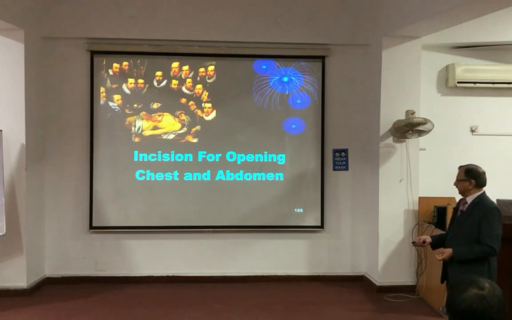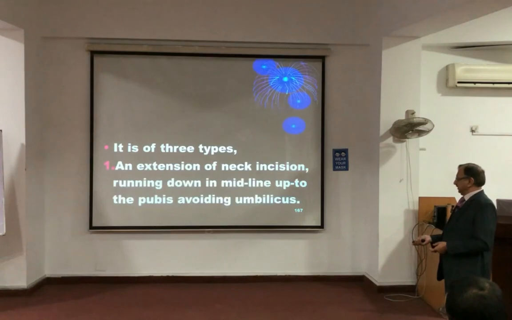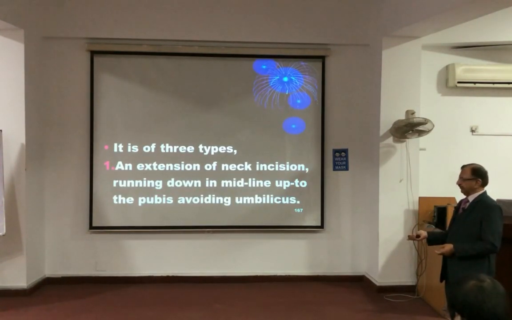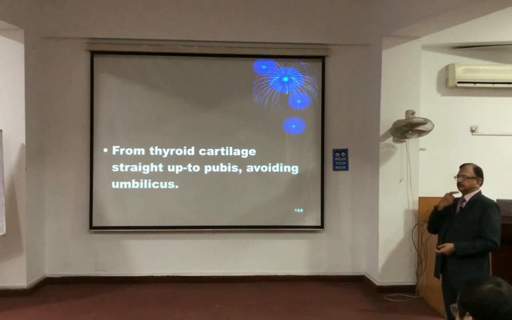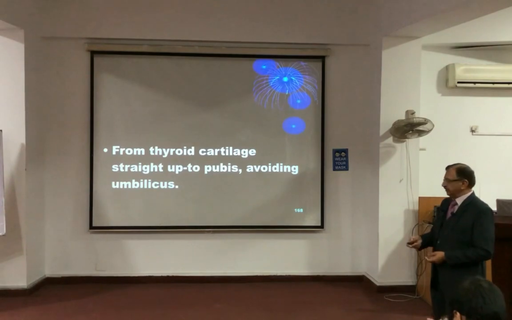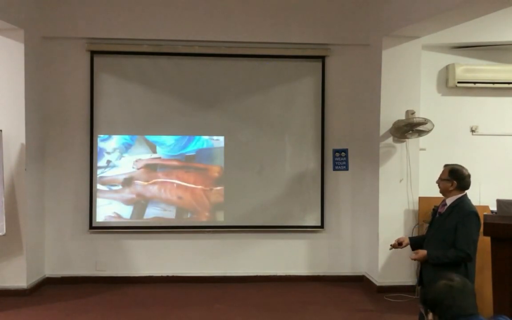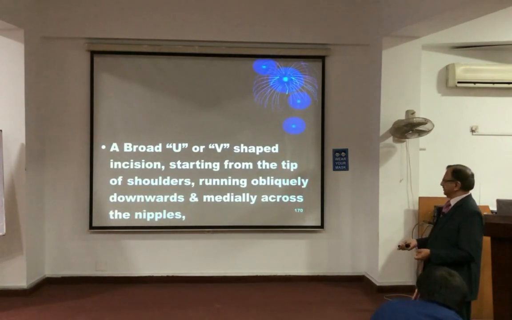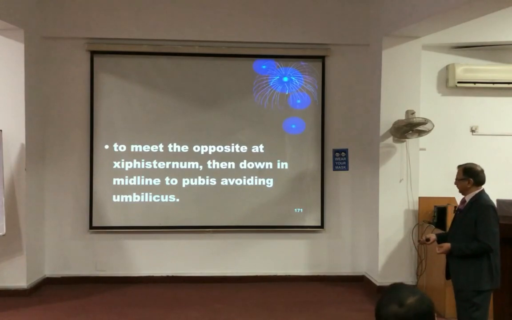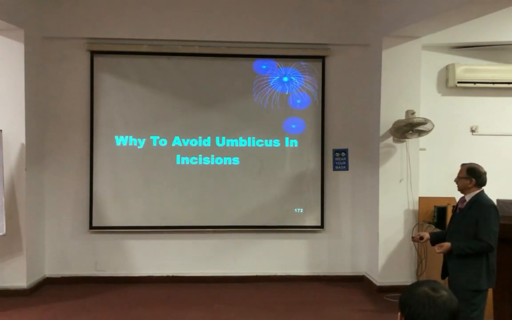Now for the opening of the chest and abdomen, it is either the extension of the neck incisions, or it is straight from chin to the pubes like this, or it can be a modified V or Y shaped incision starting from the acromion, joining in the xiphisternum and then going to the umbilicus.